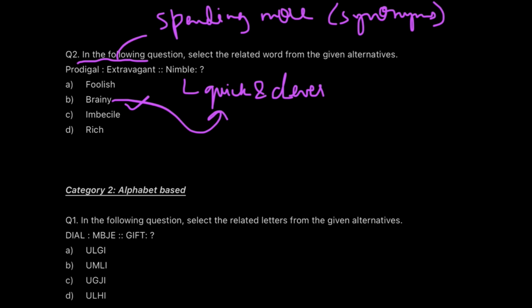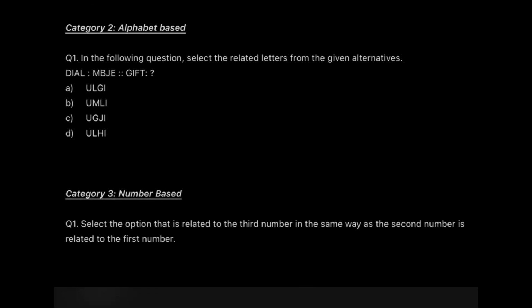Now the first category, which is related to vocabulary, is done. Now we'll move to another category, which is the alphabet based category. So I'll tell you the general logic behind the alphabet based category. The general logic followed is, generally we need the place value of the alphabets. So for doing these questions, you need to know that A is equal to 1, K is equal to 11, Q is equal to 17, like that.